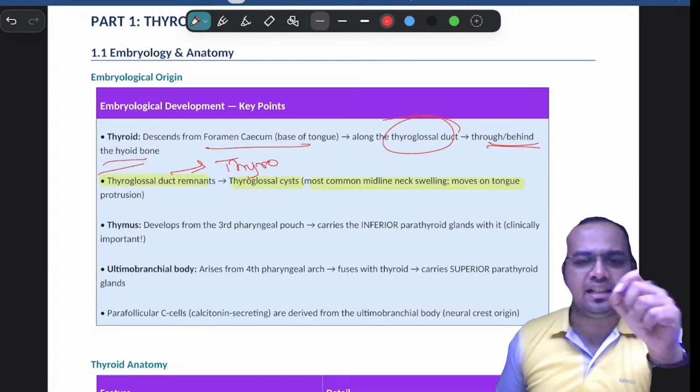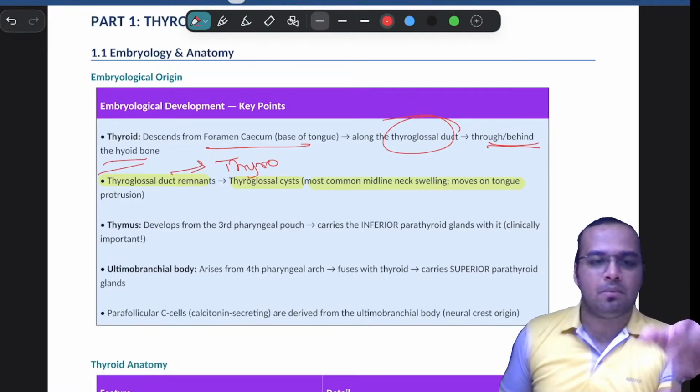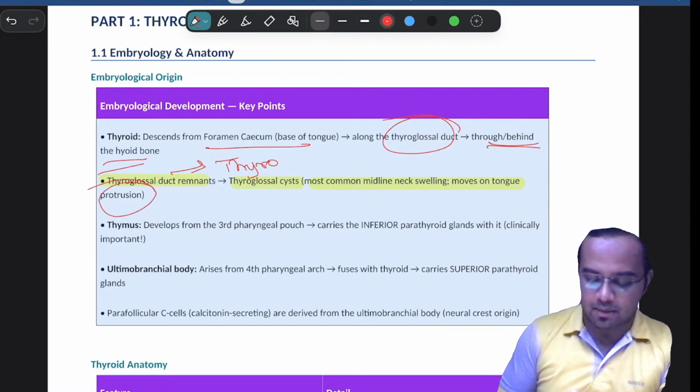And how does it differentiate from the thyroid gland? The thyroid gland does not move on protrusion of the tongue, but this swelling is going to move on protrusion of the tongue, so very much important.